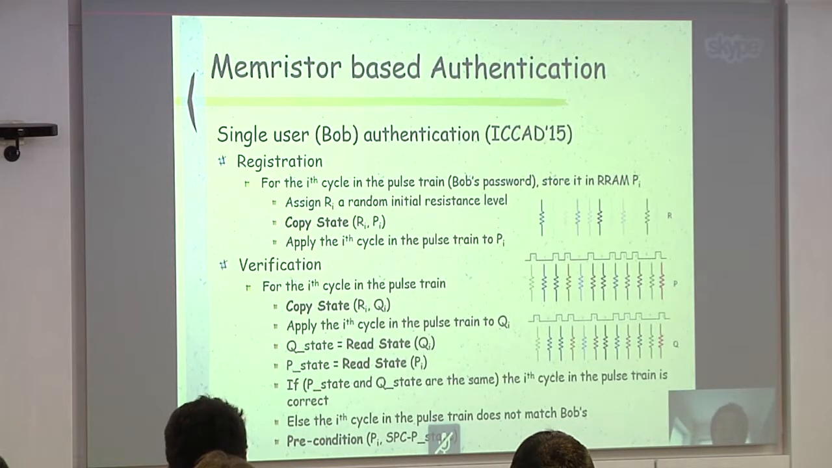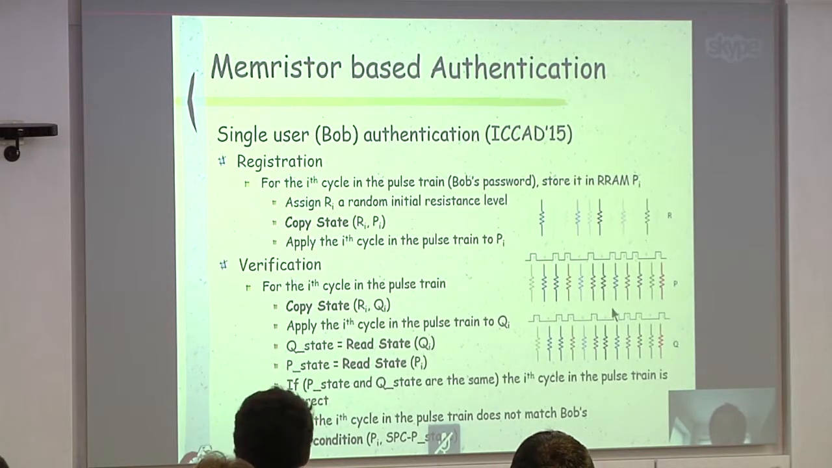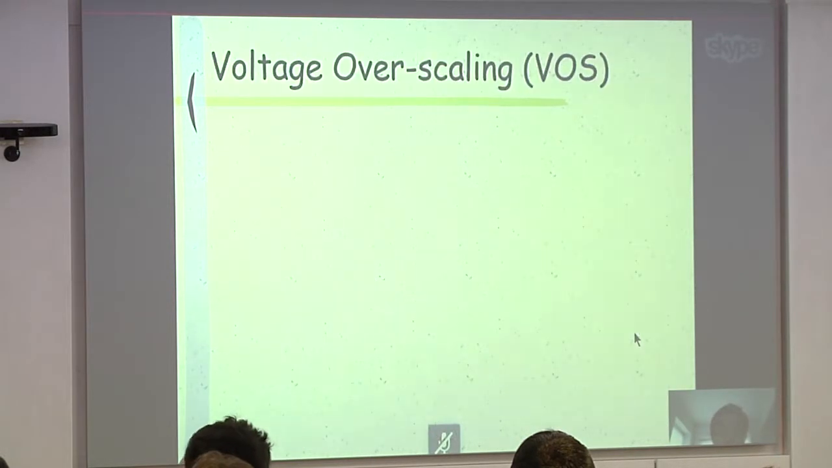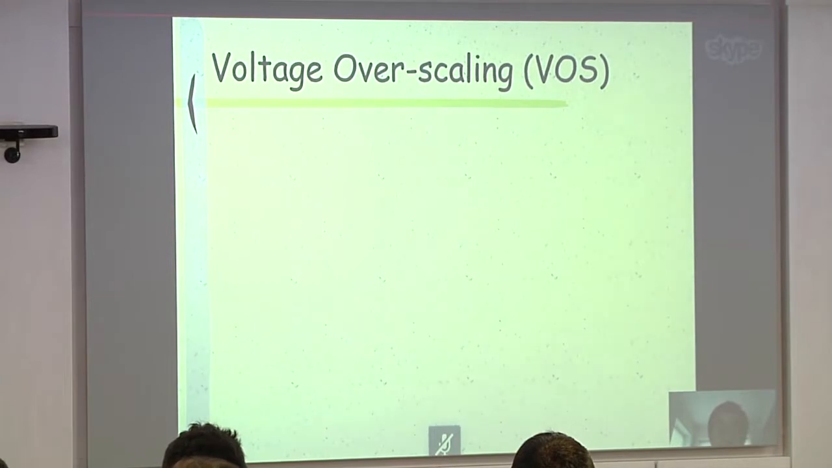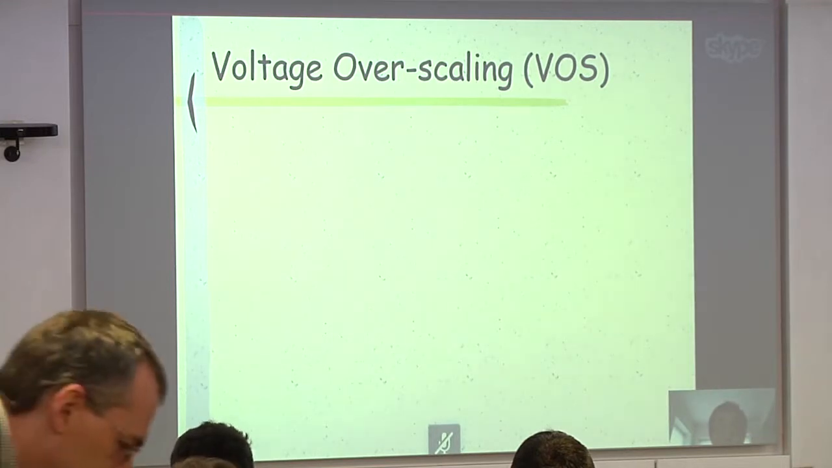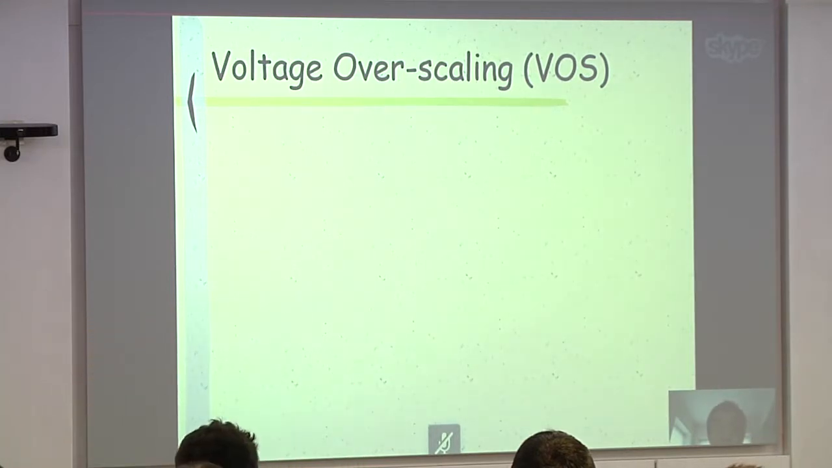So what you see here is, since I'm not going to use crypto to do this, I'm basically using the feature of the memristor device to do this authentication. And finally, the last example I'm going to show you is something we recently did early last year. This is called voltage over scaling based authentication, and it is used for device authentication. It can also be used for probably computation and also user authentication.